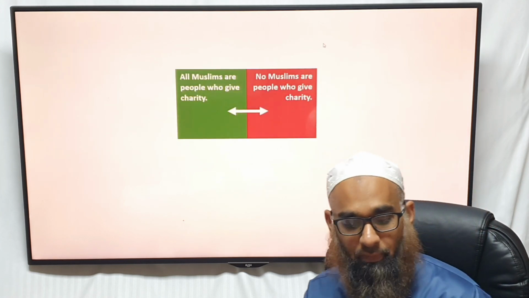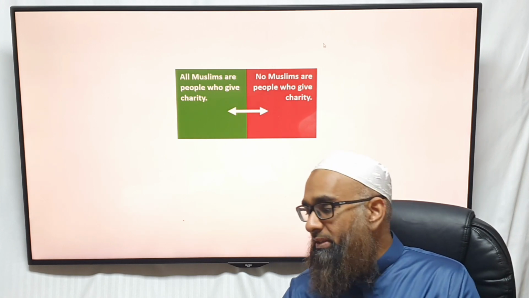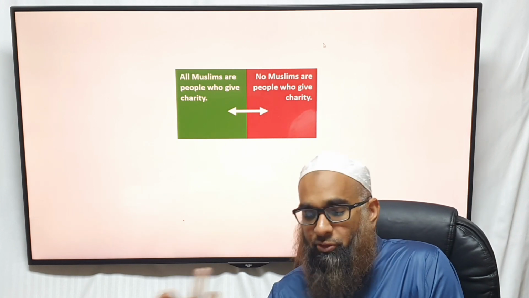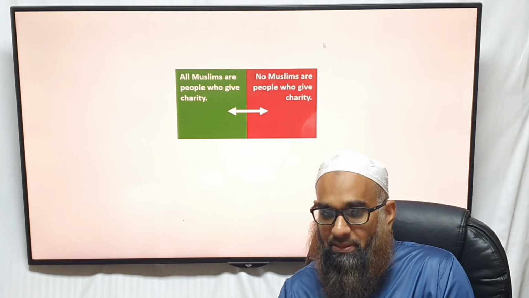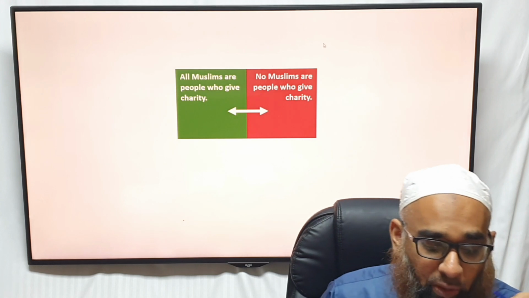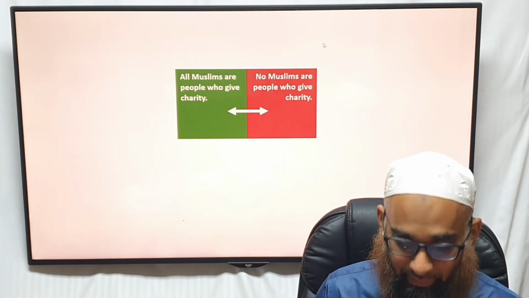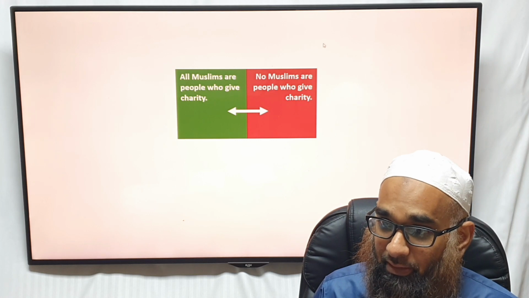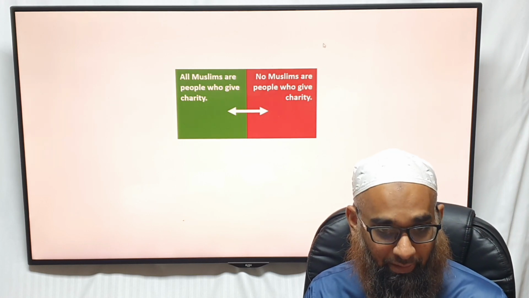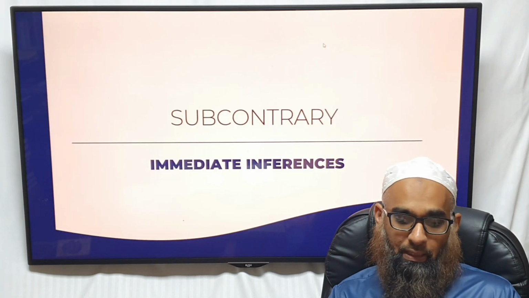That's why the A and the E are contrary. So for example, all Muslims give zakat or give charity, and no Muslims give charity. It can't both be true. If all give, then it can't be that no Muslims give. Do you understand? And if you say all Muslim people give charity, then automatically the I is true, as subalternation, and the O is false. Do you understand? Okay. Now subcontrary.